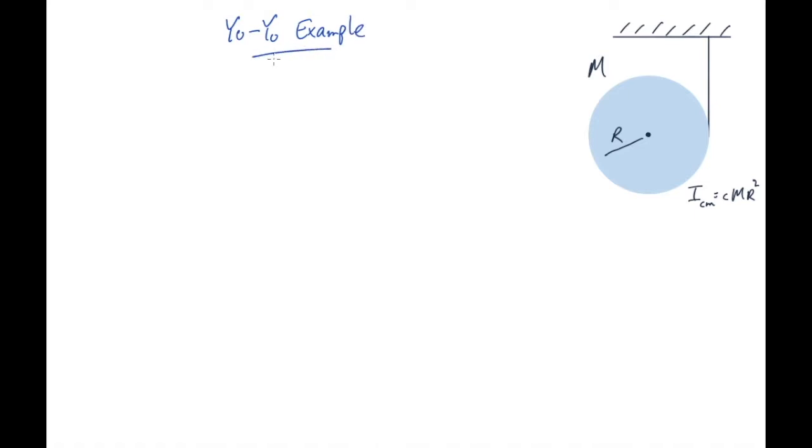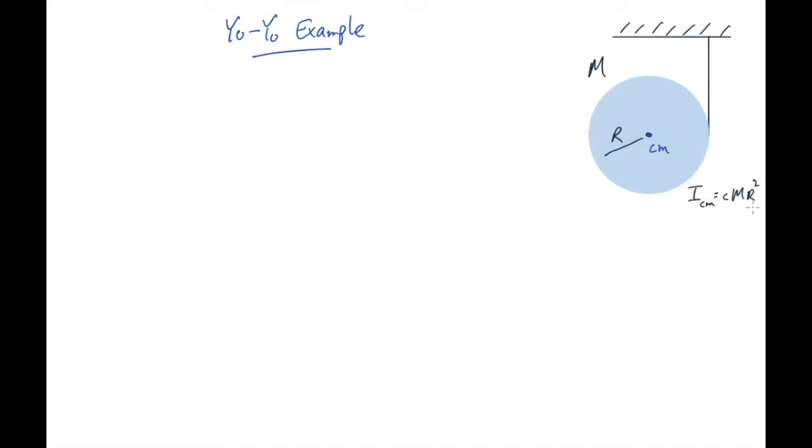This example gives us a yo-yo. So imagine that this is a string. It's held fixed either by your hand or it's tied to the ceiling or whatever, and the string is wrapped around this object so that when we let it go, this unwinds and rolls and falls down like a yo-yo would. The yo-yo has a mass, capital M, and radius r, and its moment of inertia about its center of mass, about this point right here, is c times mr squared.